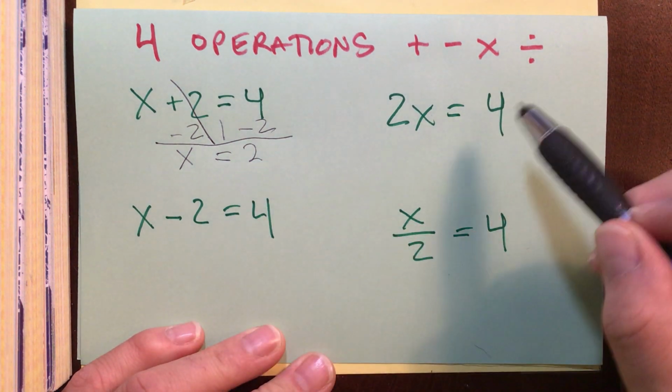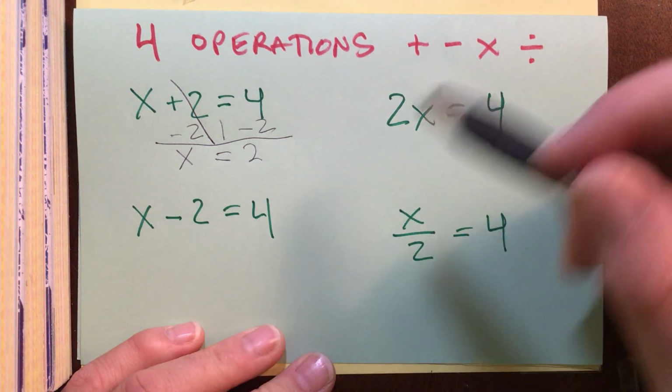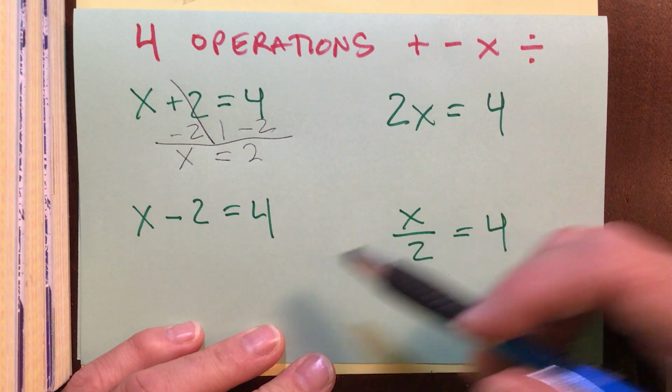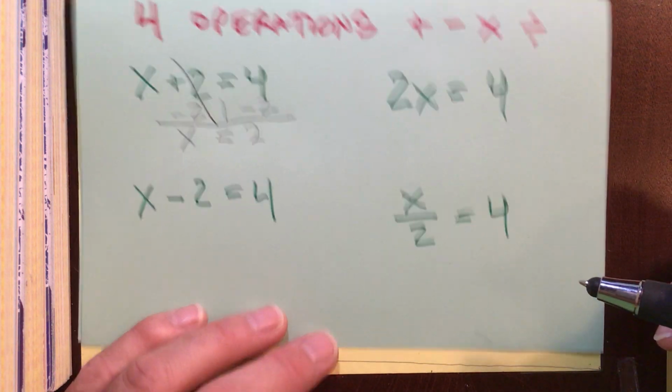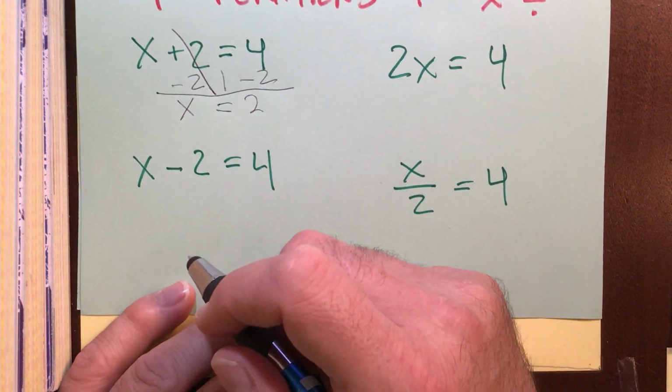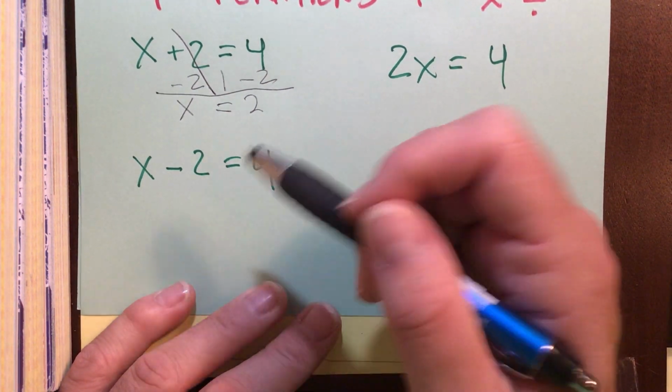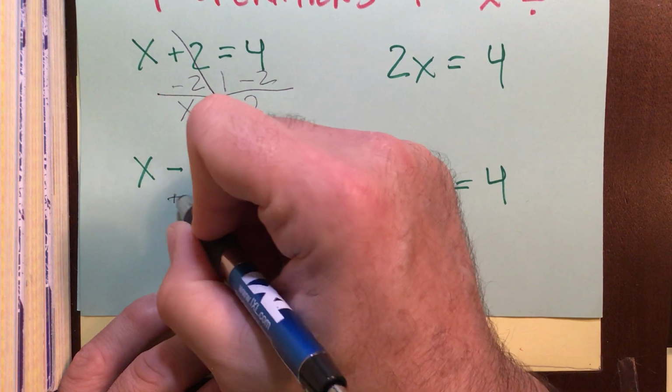Now notice the answers are going to be way different on all of these, despite the problems having the same numbers and letters and looking similar. If I have x minus 2, the inverse operation, sounds like the word reverse, is going to be plus 2.